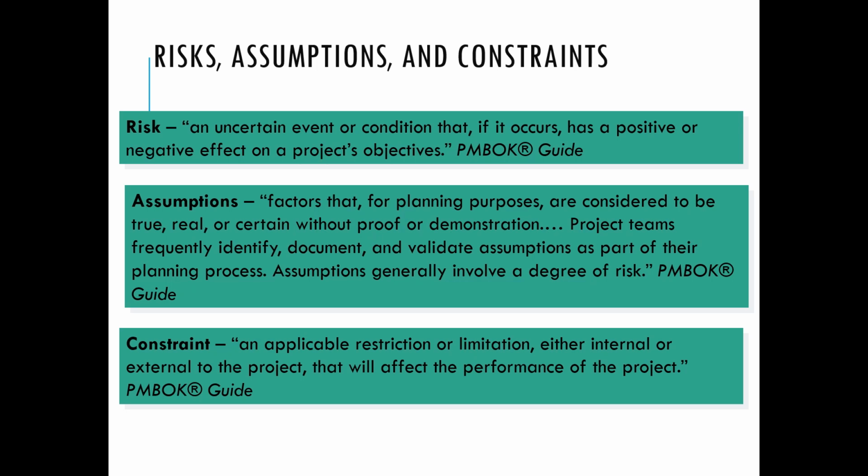A risk is any uncertain event or condition that, if it occurs, has a positive or negative effect on a project's objectives. An assumption is a factor that is used for planning purposes, and is considered to be true, real, or certain without proof or demonstration. Project teams frequently identify, document, and validate assumptions as part of their planning process. Assumptions generally involve a degree of risk. A constraint is an applicable restriction or limitation, either internal or external, to a project. It is something that will affect the performance of a project.